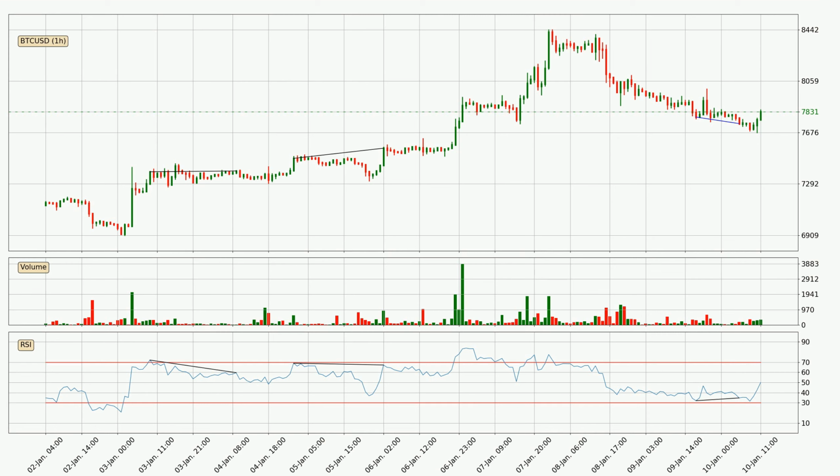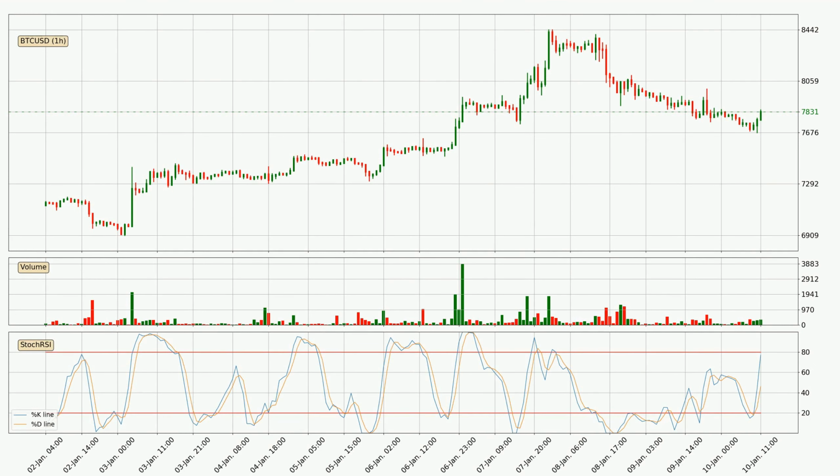When we now look out for divergence in the hourly time frame, there is a bullish divergence, which means we can expect the price going up or at least to remain stable for some time. Moving to the hourly stochastic RSI, the stochastic RSI currently shows no overbought or oversold conditions, but the %K line is over the %D line, which means the current trend is to the upside.